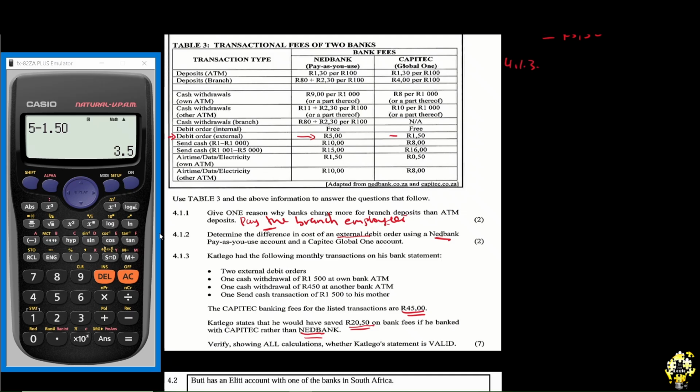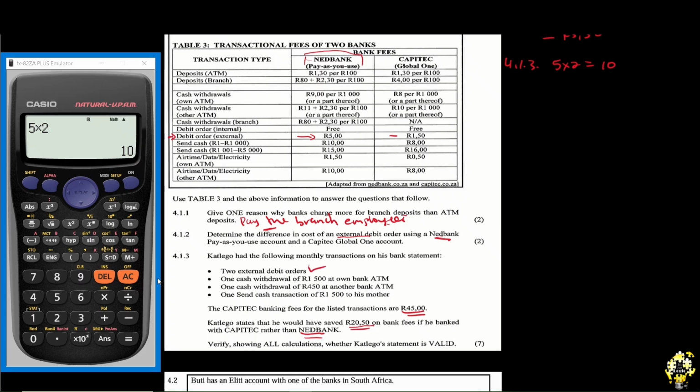So now we are dealing with 4.1.3. 2 external debit orders. Remember, we are focusing on Nedbank. Capitec, they've done the calculations for us and they're saying it's 45. So under Nedbank, let's look for 2 external debit orders. Here are our debit orders and they're external. It's 5 rand each. So if you are doing 2, you are going to have 5 multiplied by 2, which gives us 10 rand. We are done with this one.